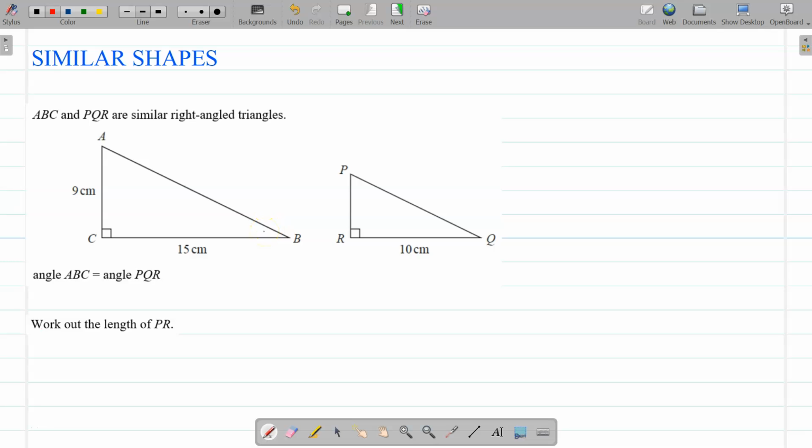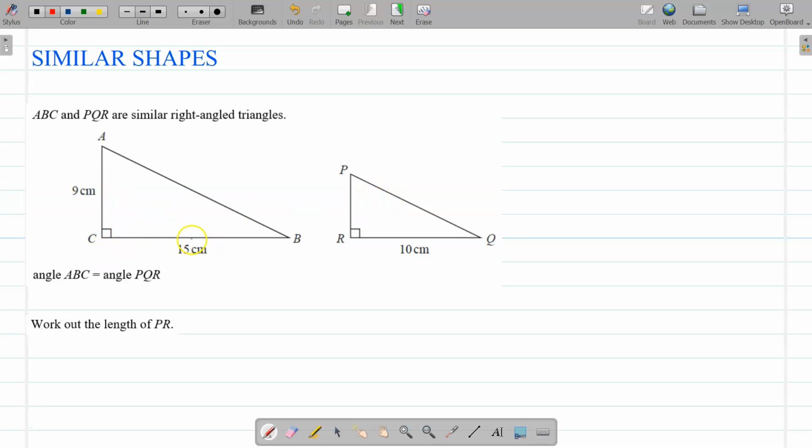This video is about similar shapes. This means if we have two shapes that are similar, the angles in each of the two shapes are the same, and also their side lengths are in proportion.